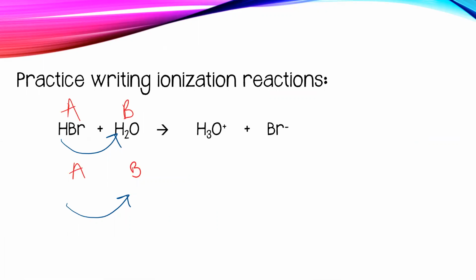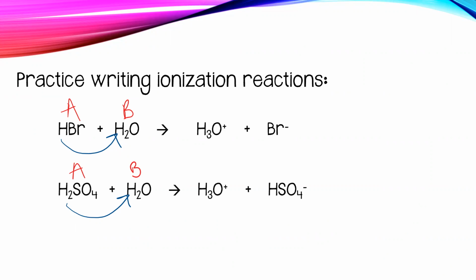Okay, so once again, just practice writing these. So in the first one, we have HBr, hydrobromic acid, and water. Once again, hydrobromic acid is our acid, water's our base. So once again, the H is given to the water. It yields a hydronium ion and a negative bromine ion.